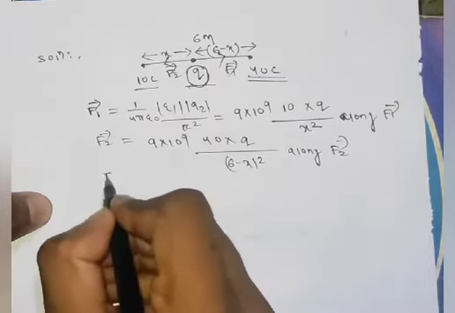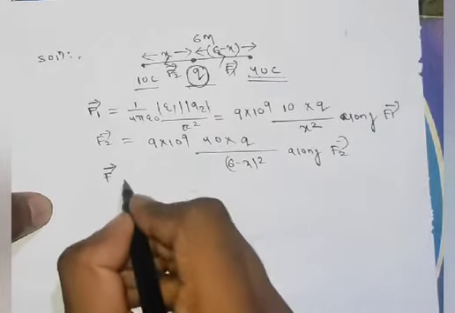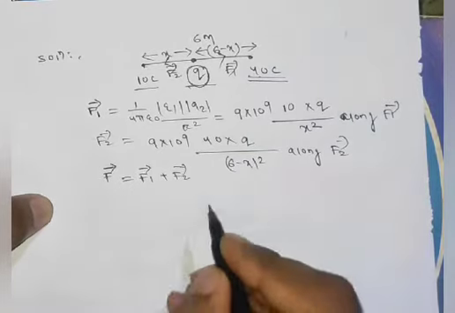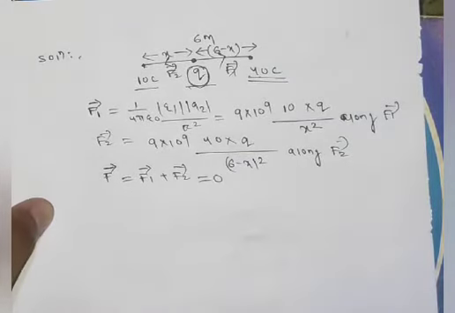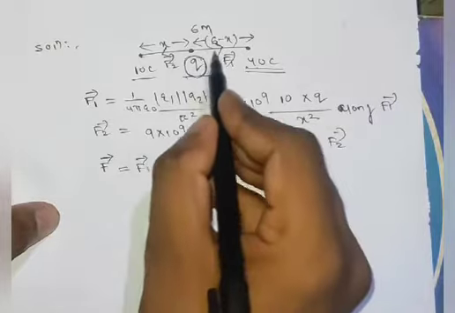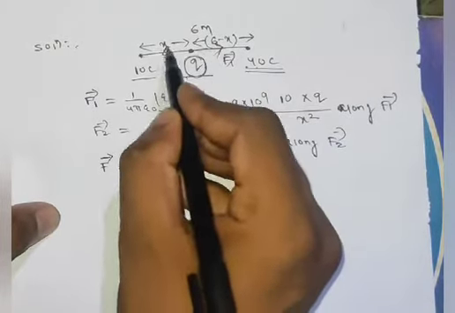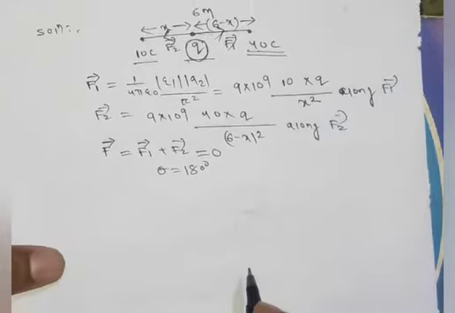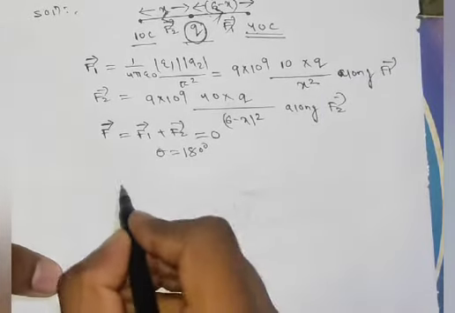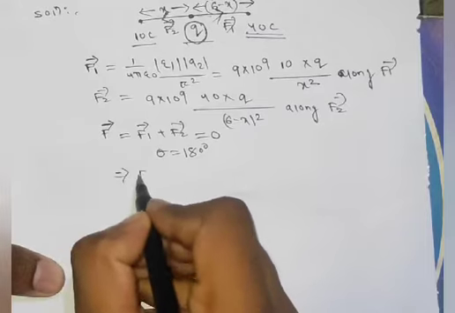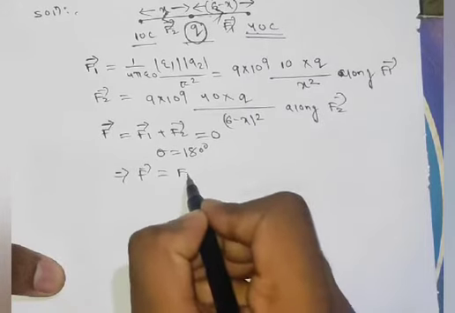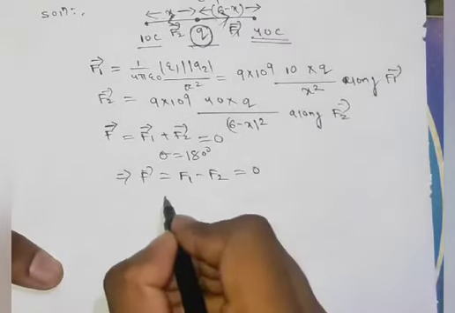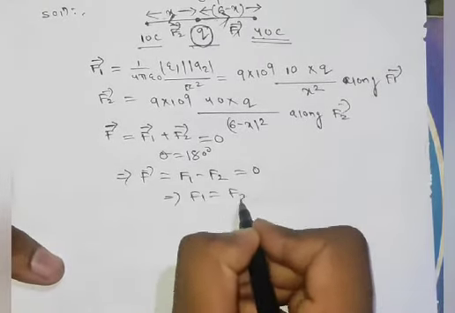Now the resultant force F on Q will be the vector sum of F1 vector and F2 vector, and that should be 0 for the equilibrium condition. And see, the direction of F1 and the direction of F2 are opposite, meaning theta equals 180 degrees, and for theta equal to 180 degrees, the resultant force will be the subtraction of the two vectors, and that should be 0 for the equilibrium condition. Simply F1 equals F2.